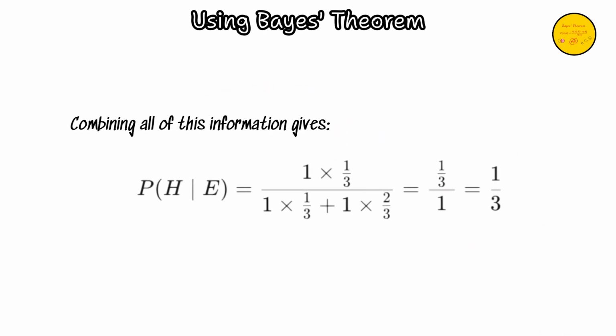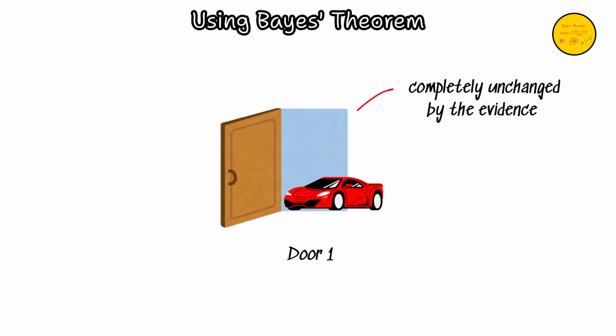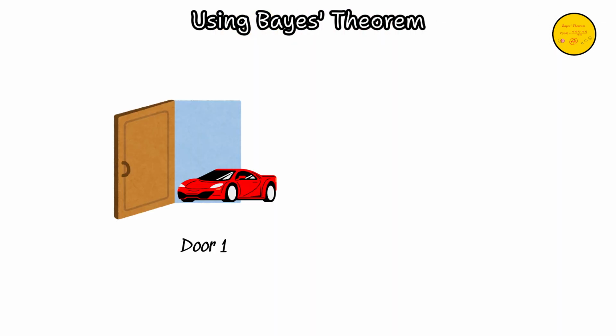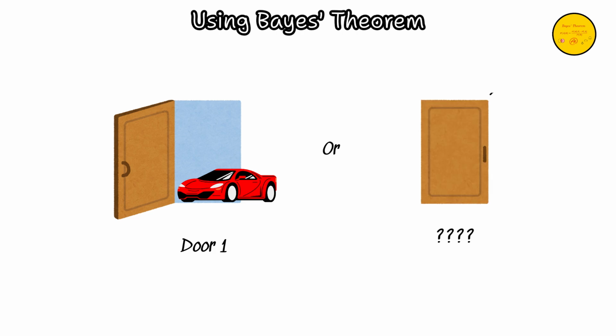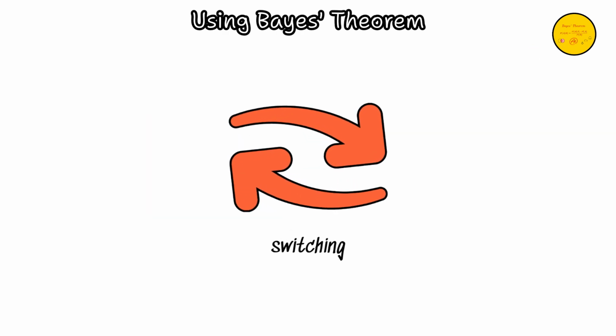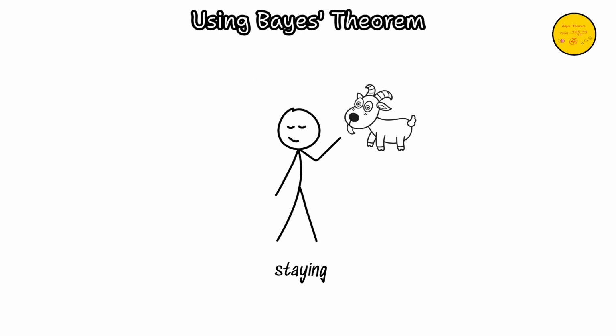Combining all of this information gives that the probability that the car is behind door 1 is completely unchanged by the evidence. However, since the car can only either be behind door 1 or behind the door Monty didn't reveal, the probability it is behind the door that is not revealed is 2/3. Therefore, switching is twice as likely to get you the car as staying.